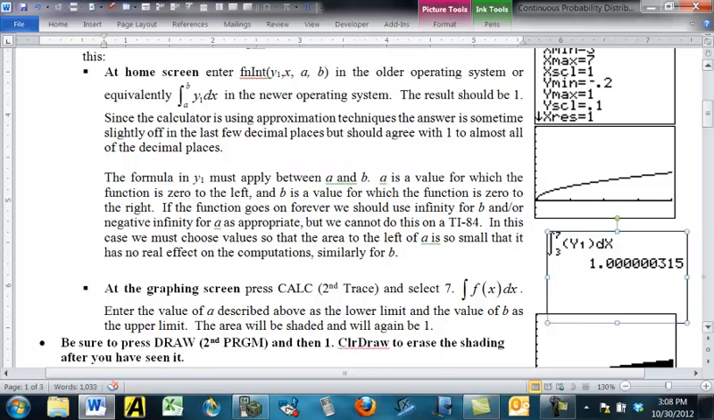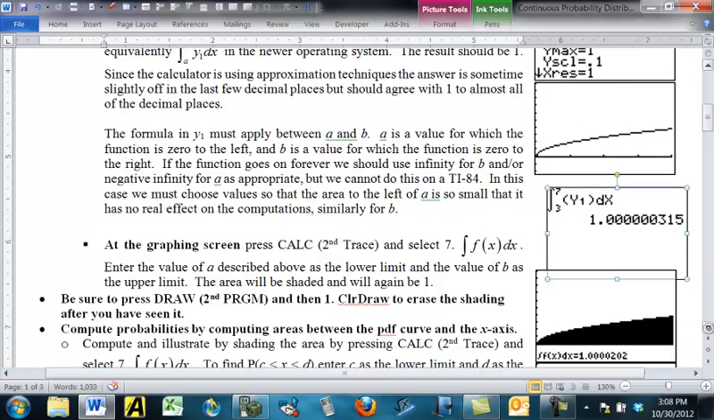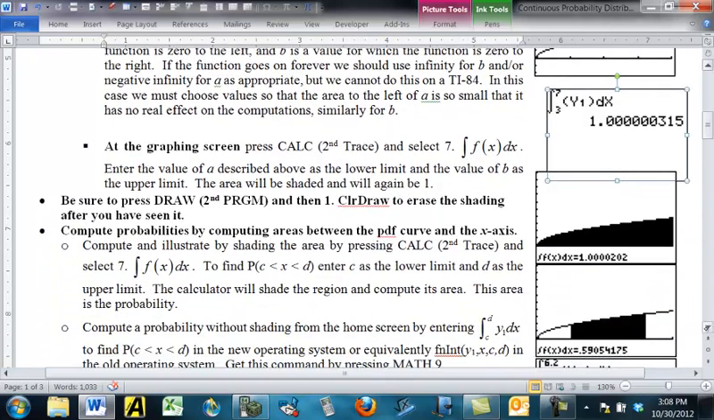We can also see the area and graph it, shade it, and calculate it by doing, at the graphing screen, press Calc, which is second trace, and select number 7, which is this integral, that sum of the probability density, and again enter those same values of A and B for the lower and upper limits, and then it'll shade the whole thing, and it should return a value of 1. Again, it's approximately 1 here.